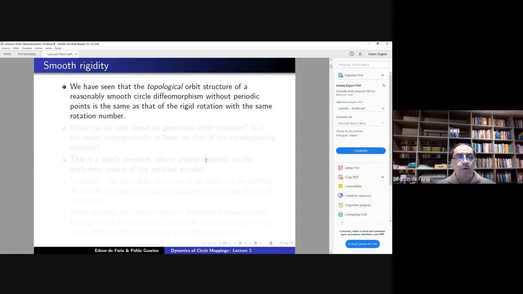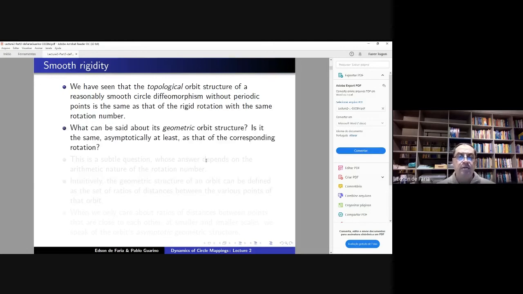As we saw in the first part of the lecture, if you have a reasonably smooth diffeomorphism of the circle which has no periodic points, then we know it's minimal, so it's topologically conjugate to the corresponding rotation, and therefore topologically the orbit structure of this diffeo is completely indistinguishable from the orbit structure of the rigid rotation with that same rotation number.